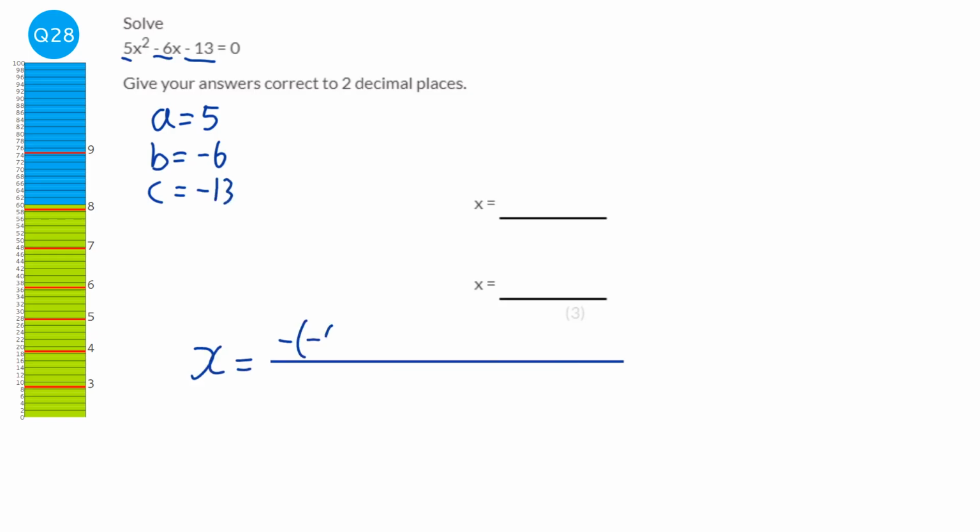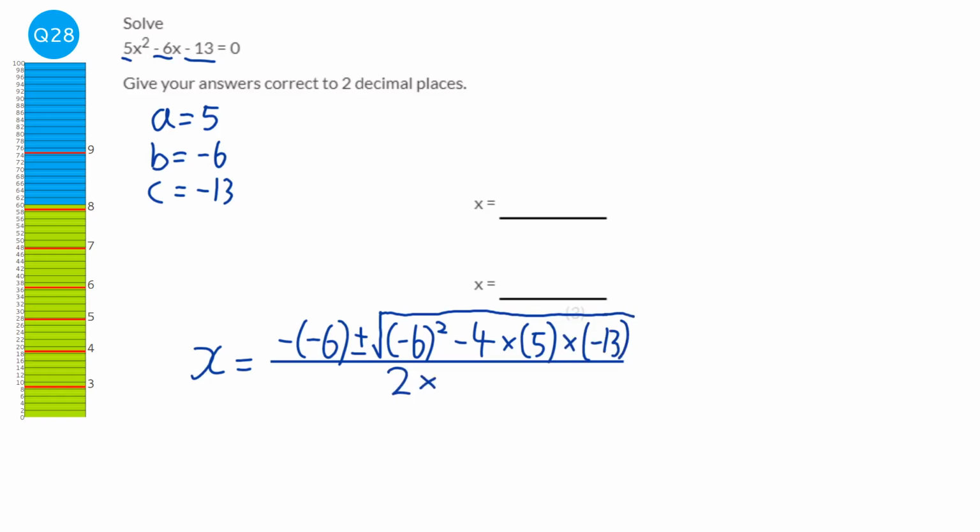Now I always put the values I substitute in brackets, and the reason is that if they're negative, you can make mistakes, especially here. When it's b squared, if you don't put it into brackets, it won't give you the right answer because it will square the 6 and then put a minus before it. Minus 4 times A times C. And if you always put them in brackets, you don't even have to think about it. It'll always be right. And then over 2 times A.